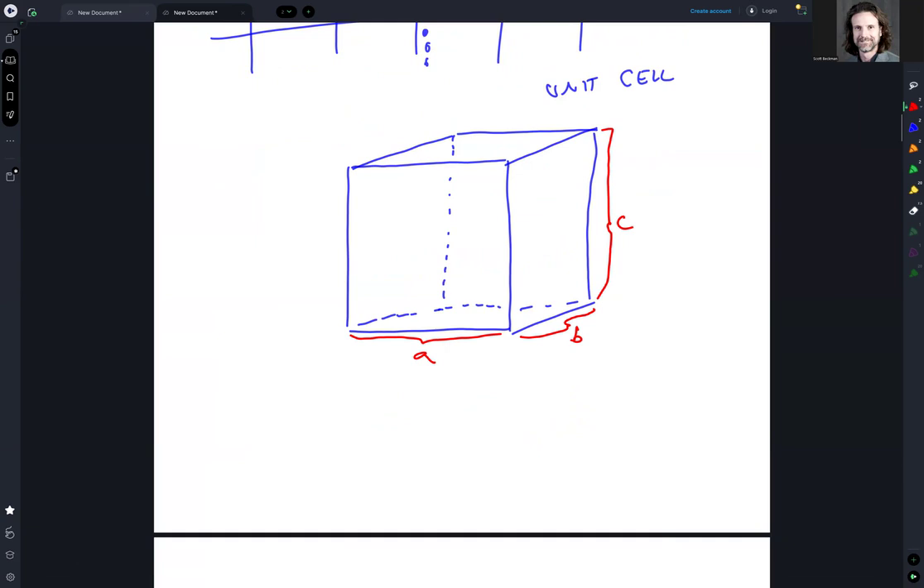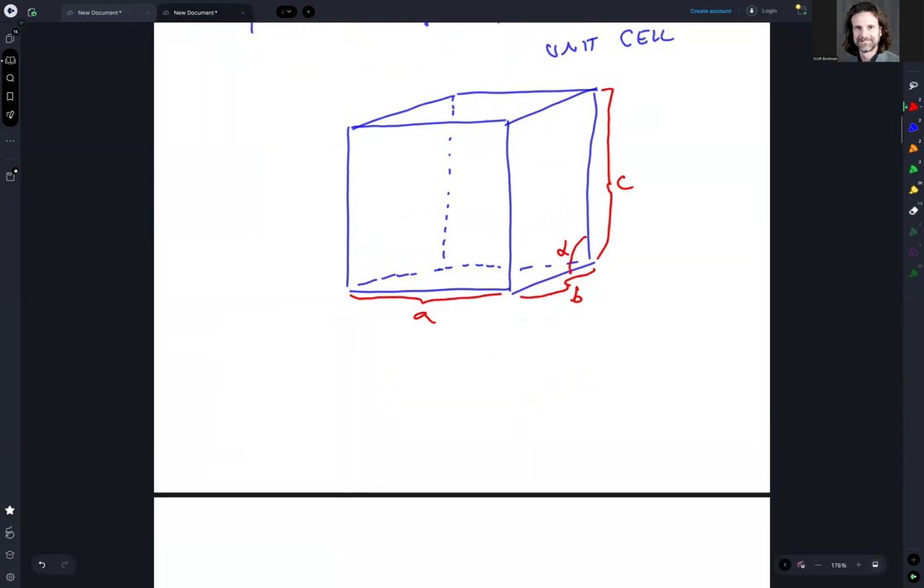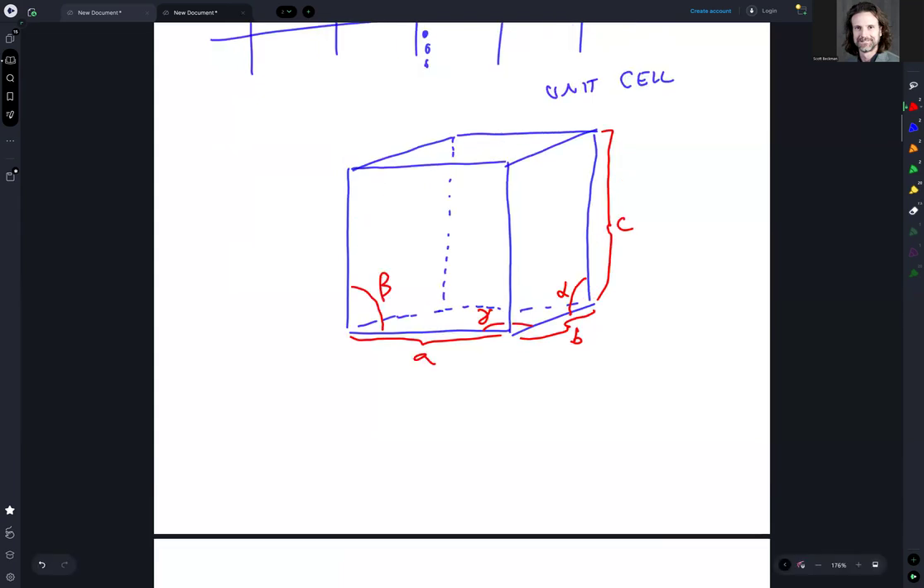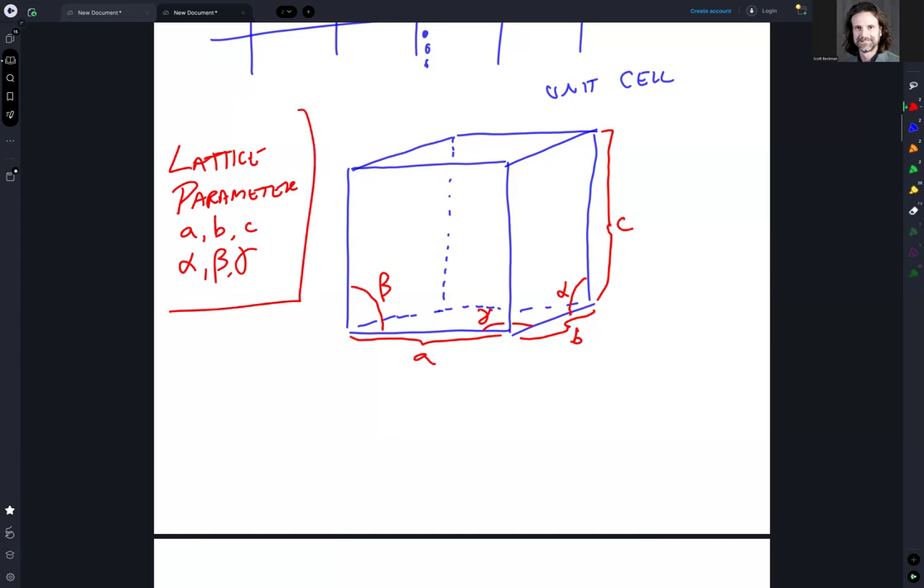So the angle between the C and B is called the alpha angle, the angle between the A and C is beta, and the angle between A and B is gamma. So alpha, beta, gamma. And that's how we do it.